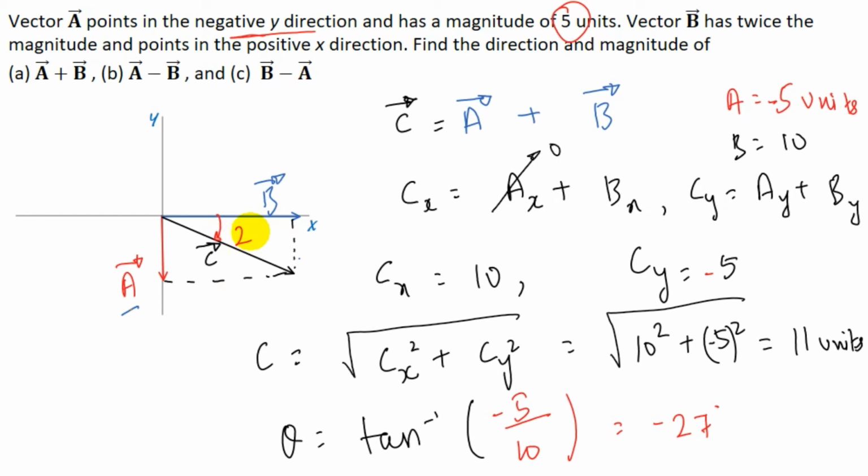So actually this angle is 27, and we generally measure our angle in the anti-clockwise direction from the positive x. So this theta would be 333 degrees. We have just added 360 to it and we get this value, 333 degrees. So this is the magnitude and this is the direction. Now next we're going to solve the B part.